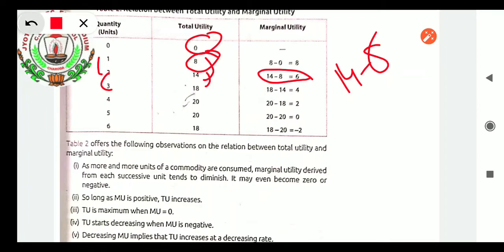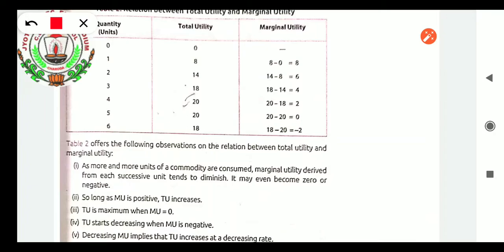Now comes another thing, students, that I will be explaining to you. Here comes the relationship in sentence form. What you are seeing, total utility is increasing up to here. Here what we are seeing, marginal utility is falling down. TU is increasing to a certain level, and MU is going down. What we observe there: as more and more units of a commodity are consumed, the marginal utility derived from each successive unit tends to diminish. You can see 8 to 6, 6 to 4, 4 to 2. It may even become 0.